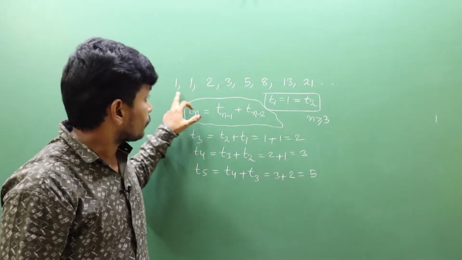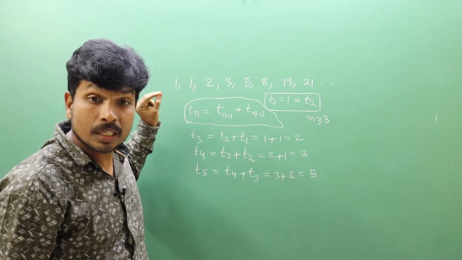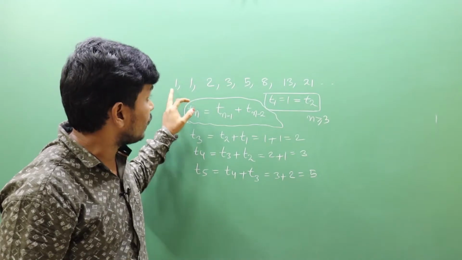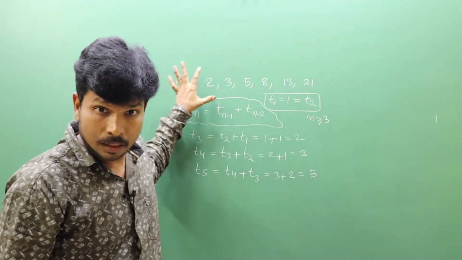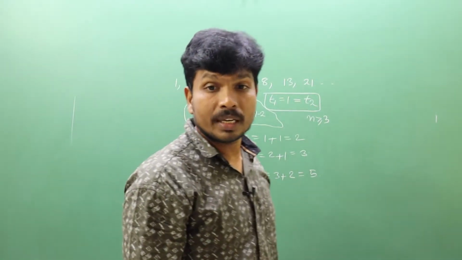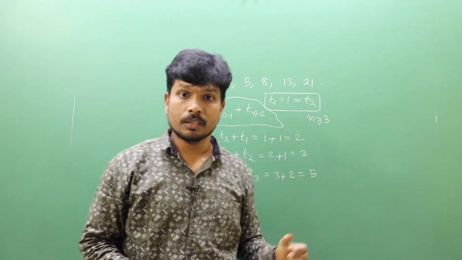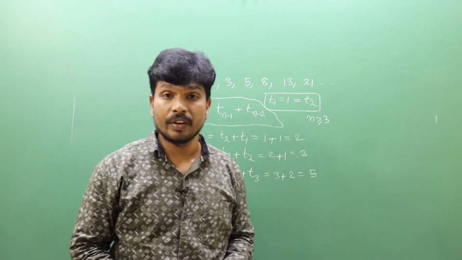So a specific or fixed order or fixed rule is satisfied by the terms in this arrangement. That's why this is called a sequence. One more definition we can give.